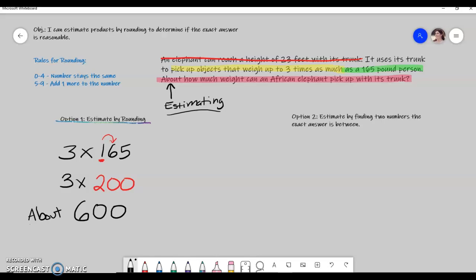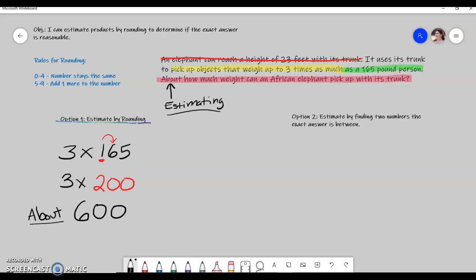We have that word about to show that our answer is an estimate. When we give an exact answer, we don't need to say about, but when we give an estimate, we need to say about, because that tells the reader that this is just our estimate.